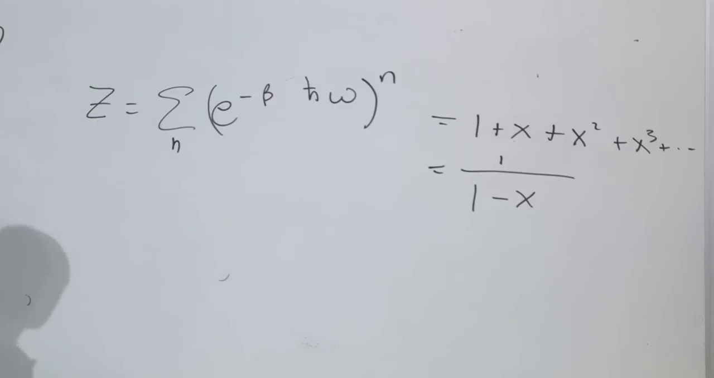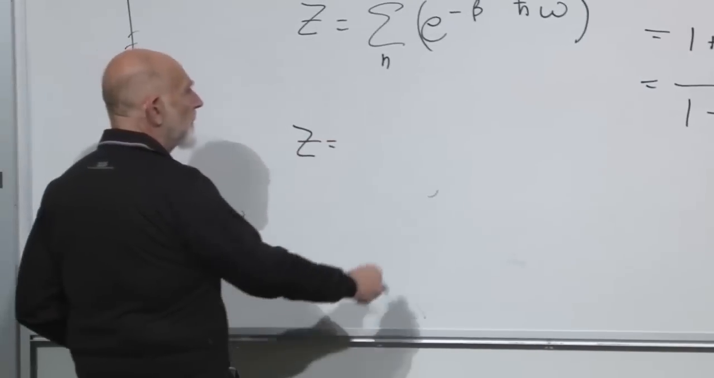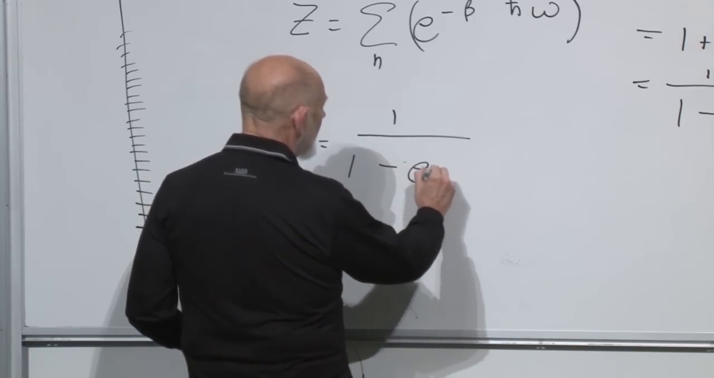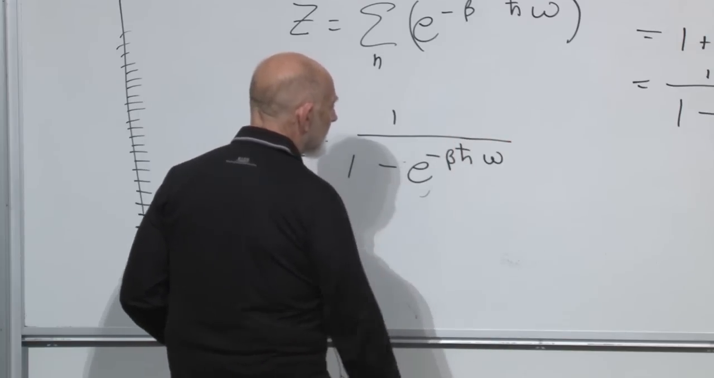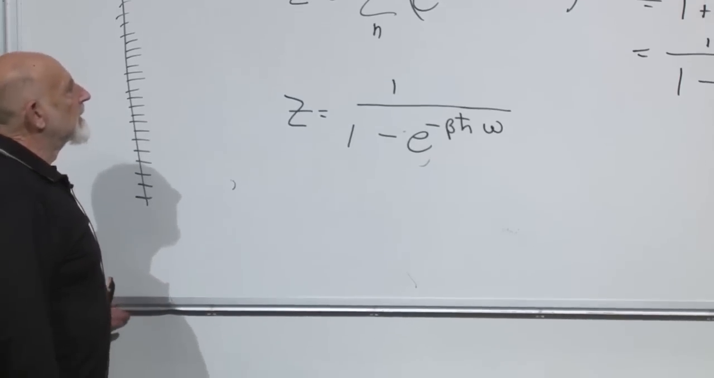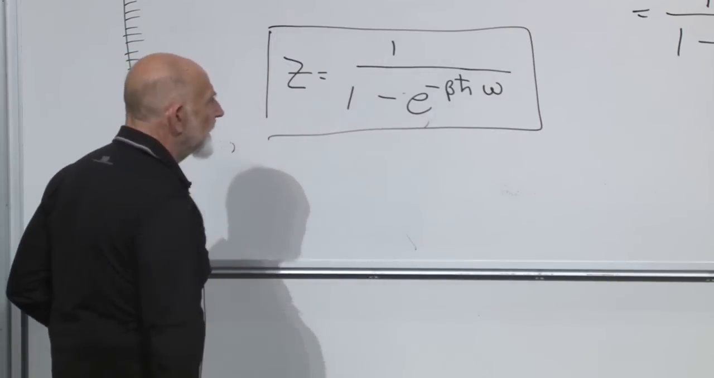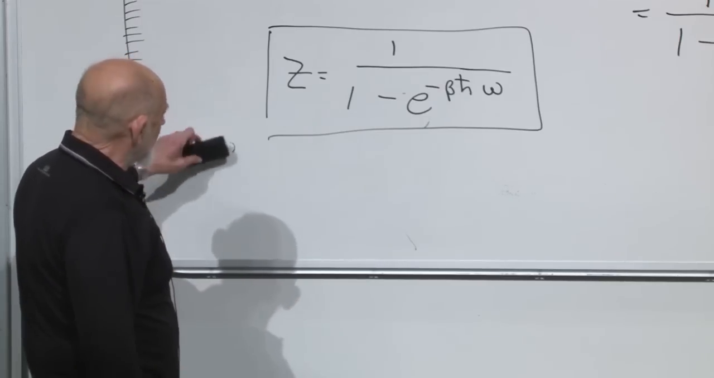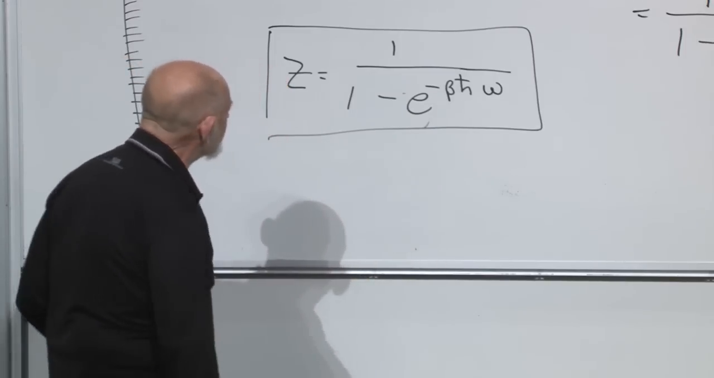So now we can sum it up. We'll calculate the partition function. Z is equal to 1 divided by 1 minus e to the minus beta h bar omega. And that's it. That's the whole calculation of the partition function. It's fairly simple. You can write it in a number of ways, but I think this is probably the best way to write it. Just leave it in this form. There are other ways to write it, but this is fine.